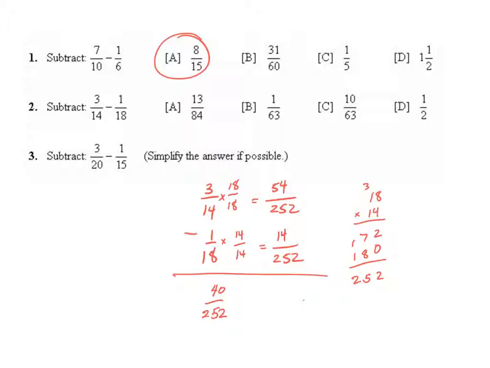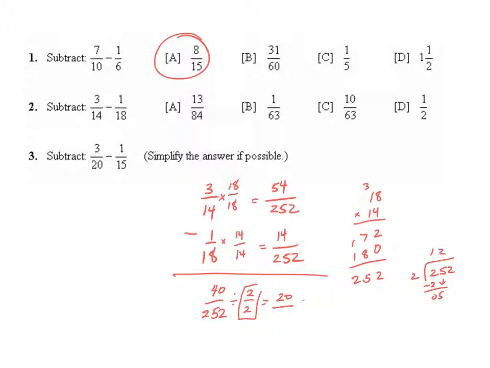And I know I'm going to have to do quite a bit of simplifying here. Again, I don't know all the factors of 252, but I do know that it's an even number, and so is 40. So I'm going to go ahead and pull out a 2 over 2, which gives me 20 over, and then half of 252. If you can't see that just in your head, go ahead and divide it out.